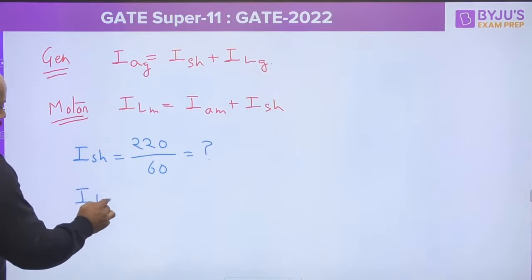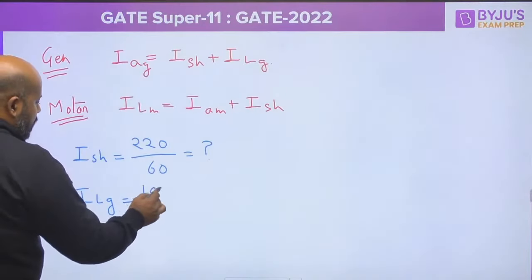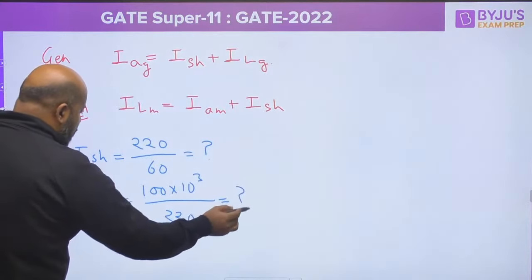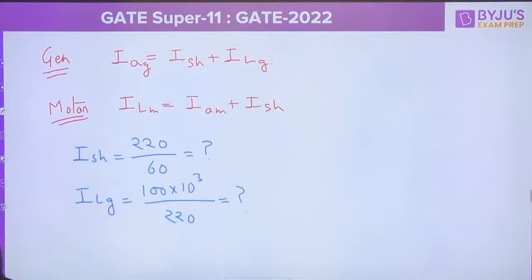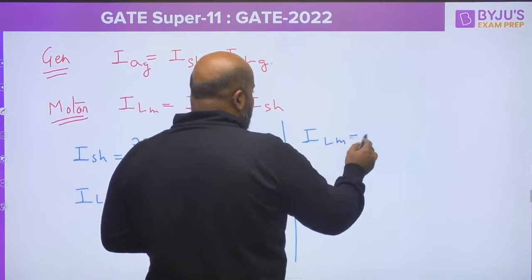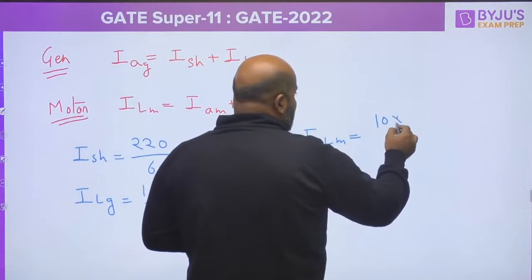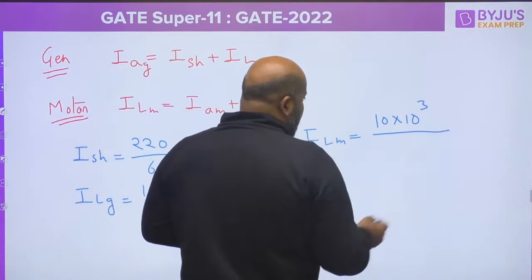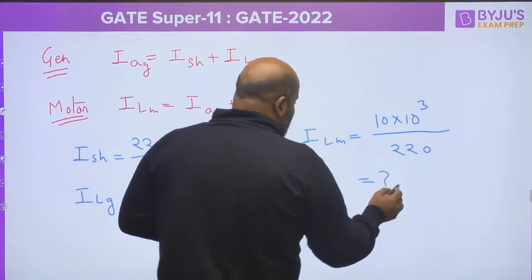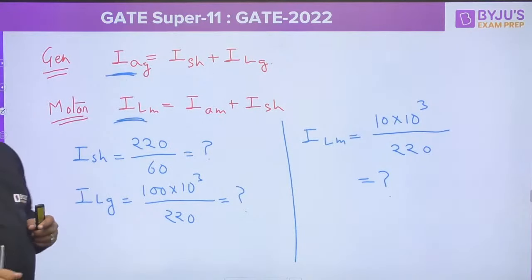Now you can find the load current in case of generator. The rating is mentioned as 100 kilowatt and the voltage is given as 220. So you can find load current in case of generator also. Similarly, you can find the line current in case of motor. The power rating has become 10 kilowatt. So this is going to be 10 kilowatt divided by the voltage, which is given as 220. So if you have all these values, can you solve what is the armature current for the case of generator and motor? Yes or no?